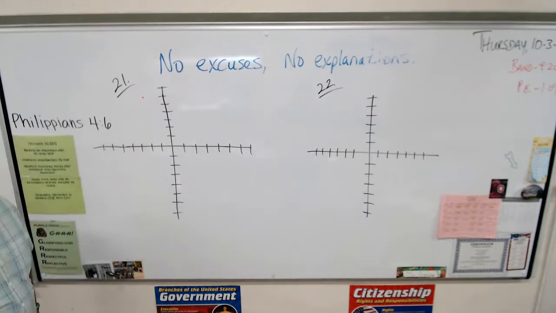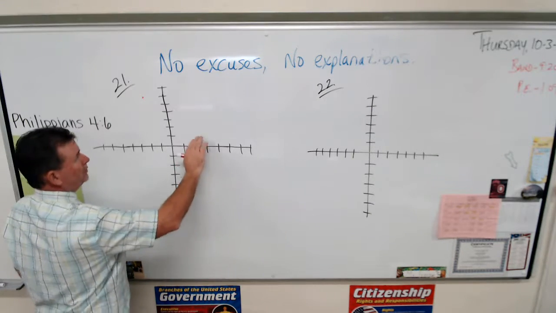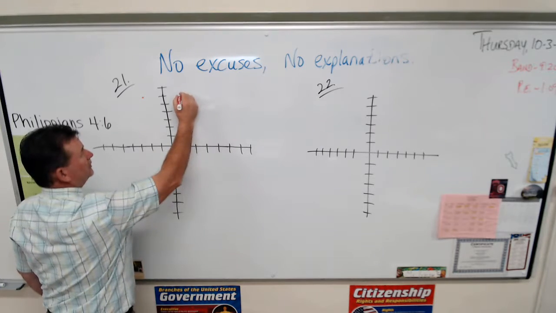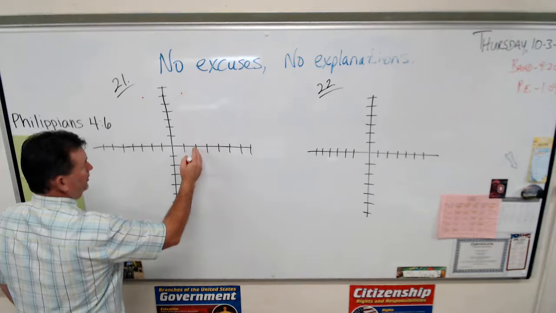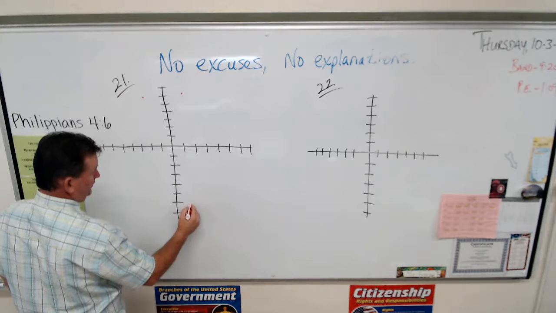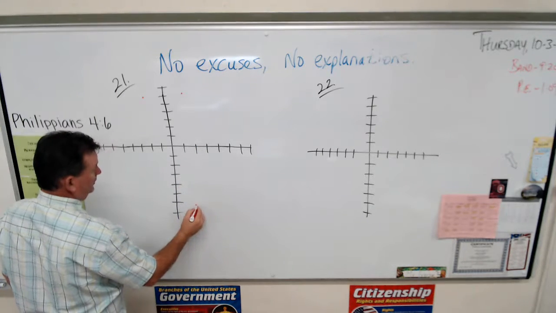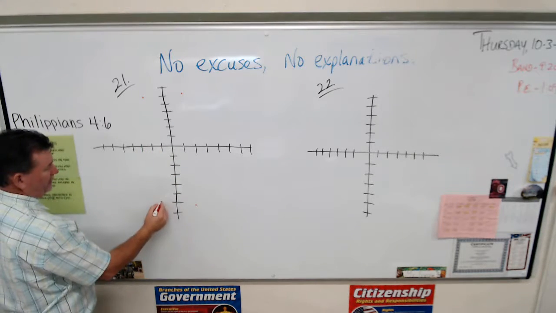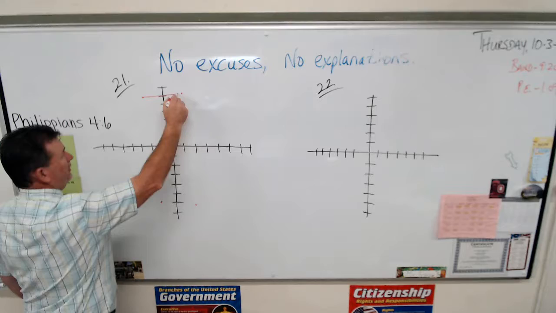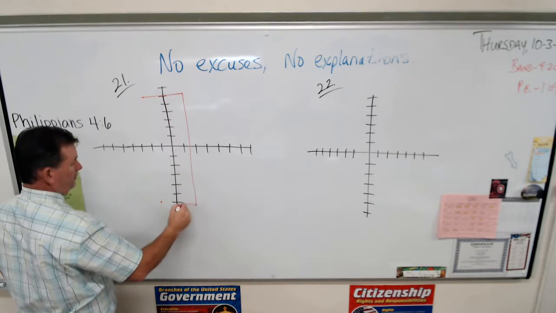What's the next point? 2, 6. +2, +6. Next point. 2, -6. +2, -6. Next point. -2, -6. So you created a rectangle.